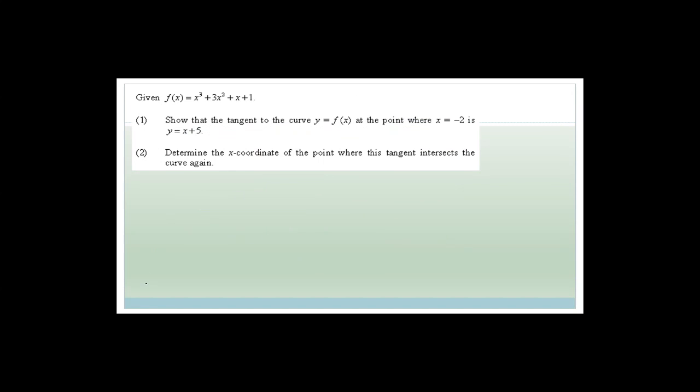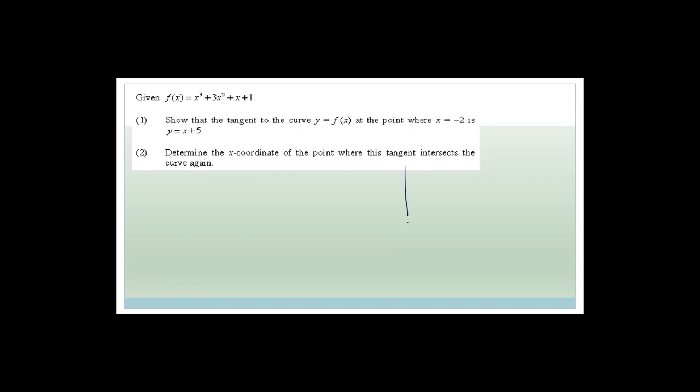Right, now we're getting to the proper use of, well, not the proper, but the applied use of your differentiation. You've been given a graph which goes f of x is equal to x cubed plus 3x squared plus x plus 1. Okay, now it says show that the tangent to the curve y equals f of x at the point where x equals minus 2 is y is equal to x plus 5.